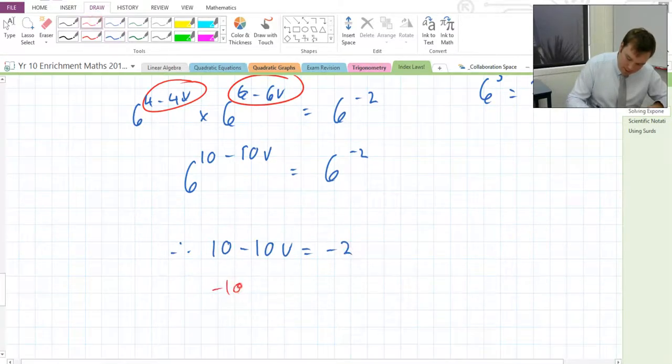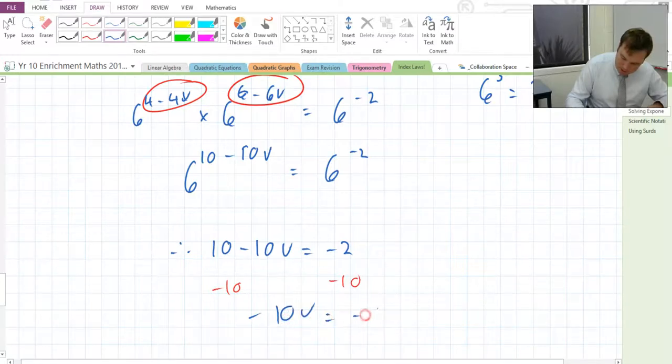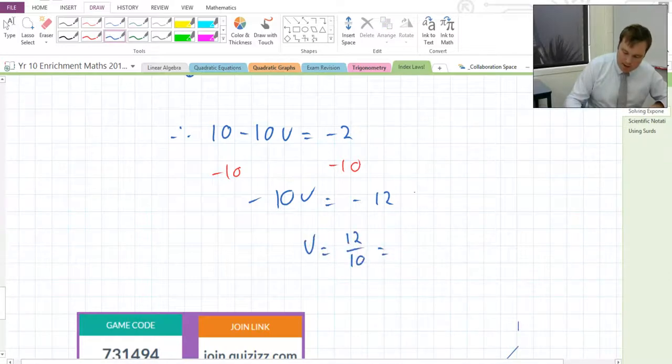We can subtract 10 from both sides. Minus 10v is equal to minus 12. Divide both sides by minus 10. v is equal to 12 on 10, which is the same as 1 and 1/5.